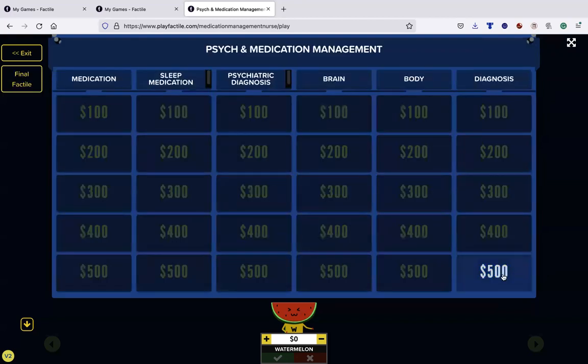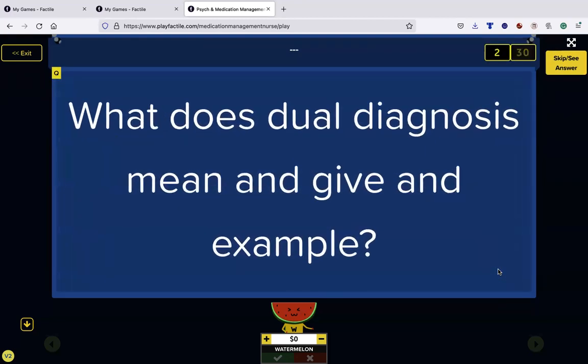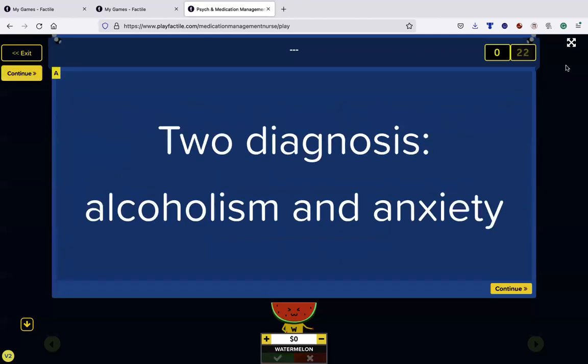What does dual diagnosis mean, and give an example? We'll learn about this when we talk about addiction, and so I'm just going to leave it at that. So that is that. All right.